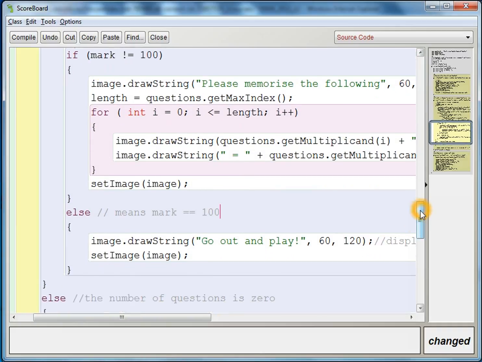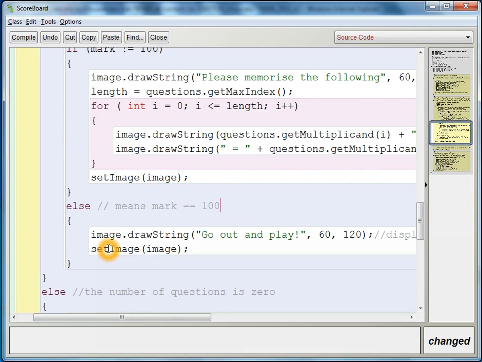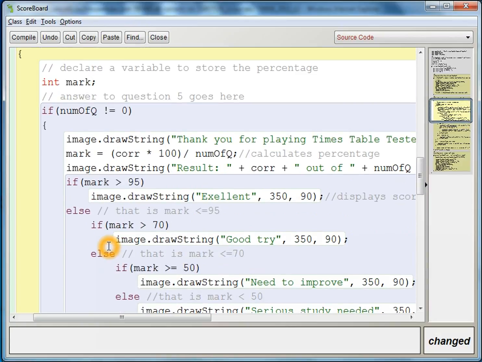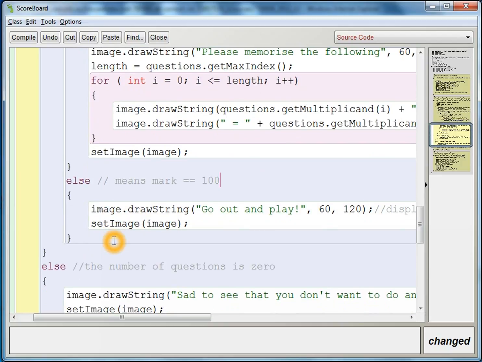Okay, and then that is it. It was a whole heap of if statements, and this part of the project really tested your understanding of if statements. Right, I think that should be enough for this.